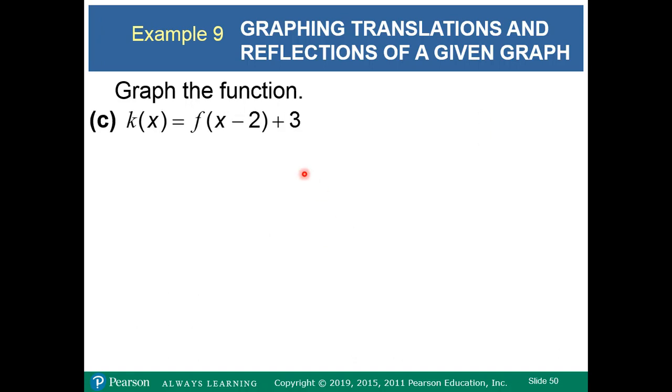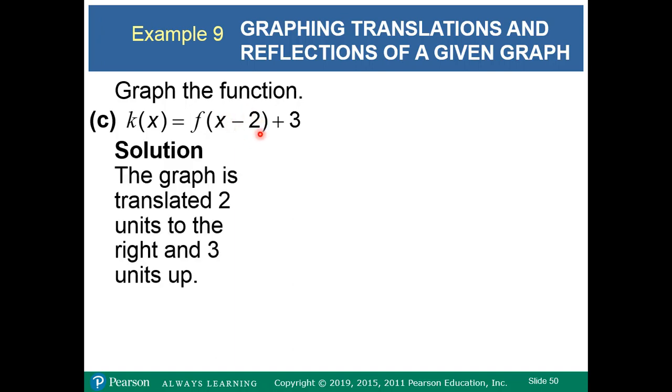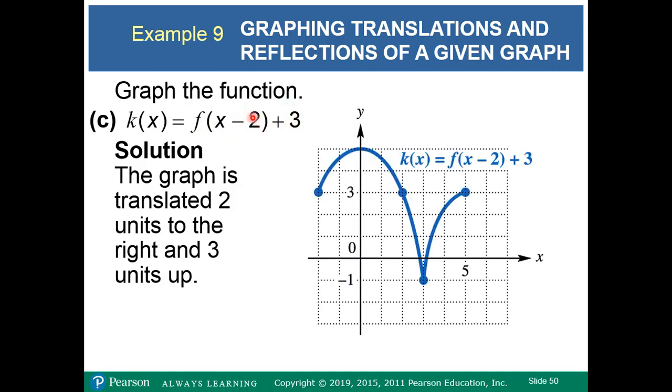Okay, now what about this one? So now we've got two things going on, right? It's going to be moved up 3 units, like the first one, and then moved to the right 2 units. So every point on the graph of f of x is going to move up 3 and to the right 2. And so we'll end up with something like this.